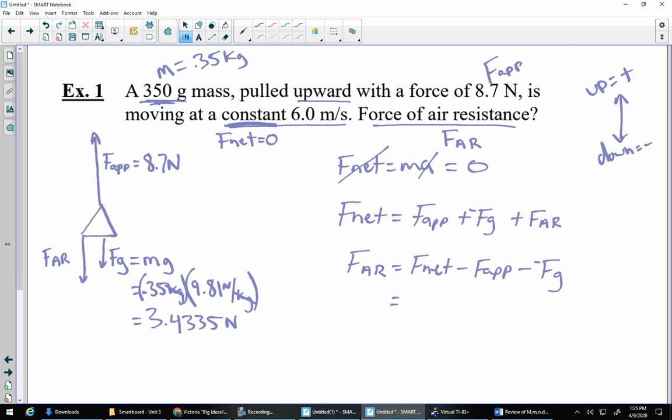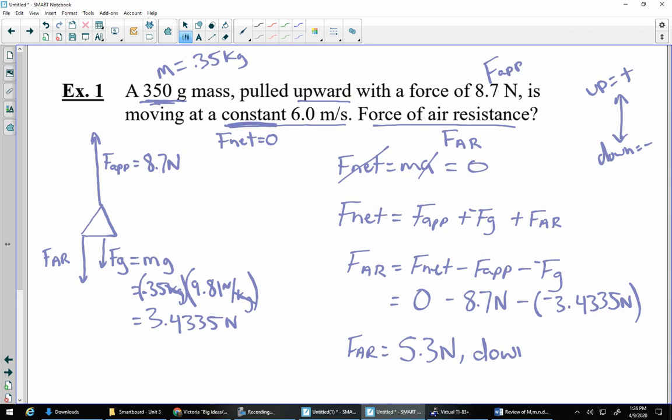So then we go through and quite simply we plug in the numbers. Net force was 0. I know that because it's a constant speed, minus my applied force, which was 8.7 newtons upward, so minus a positive number, and then minus my force of gravity, so minus negative 3.4335 newtons, and I end up with my force of air resistance being equal to, got to plug it in here, should be 5.3 newtons, and when we plug this into our calculator, it should come out as a negative number, which means down, right?